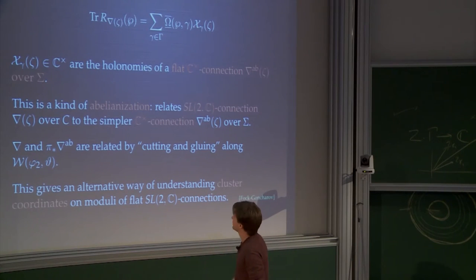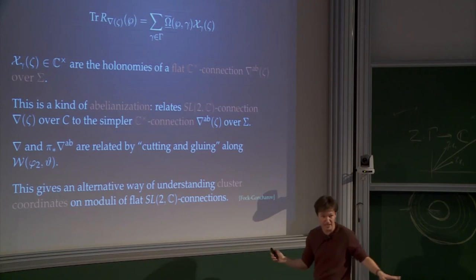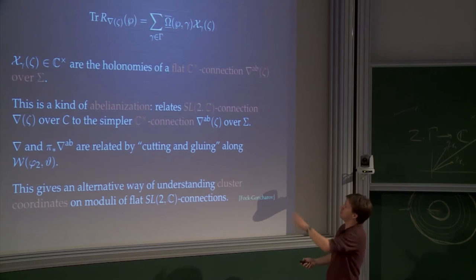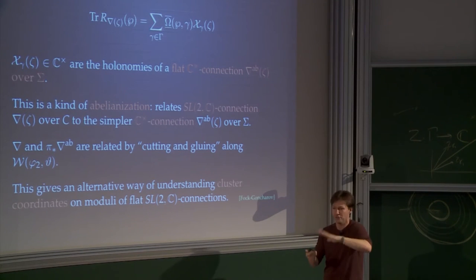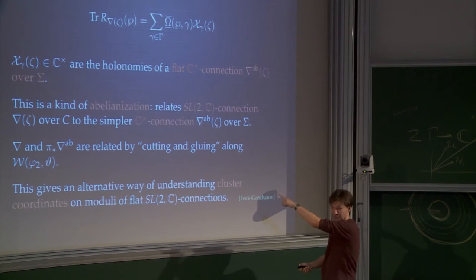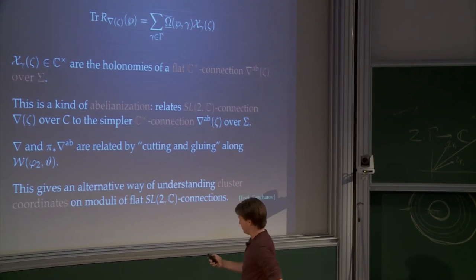Okay. So this abelianization is a thing which you can talk about without talking about WKB, without talking about this asymptotics, but what I've said here is that it arises very naturally. If you think about the asymptotics, you're sort of forced to think about this abelianization.